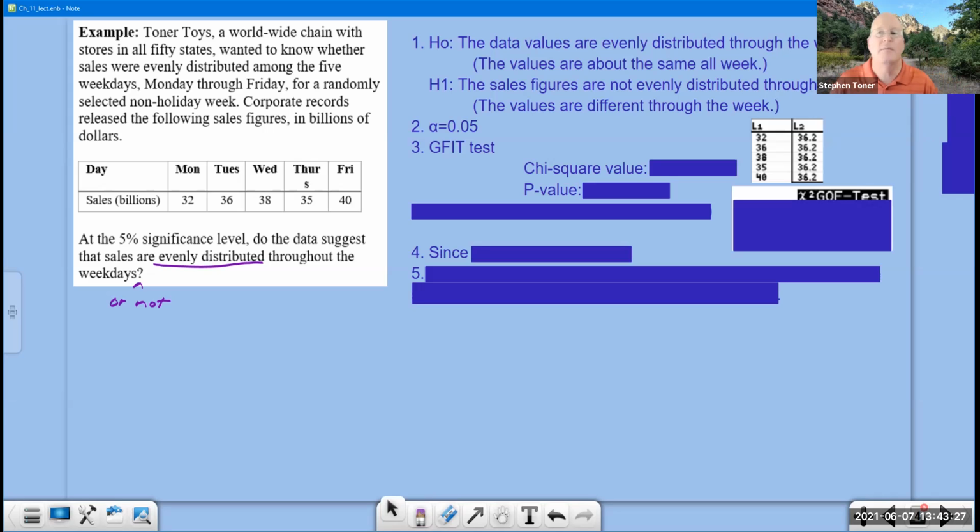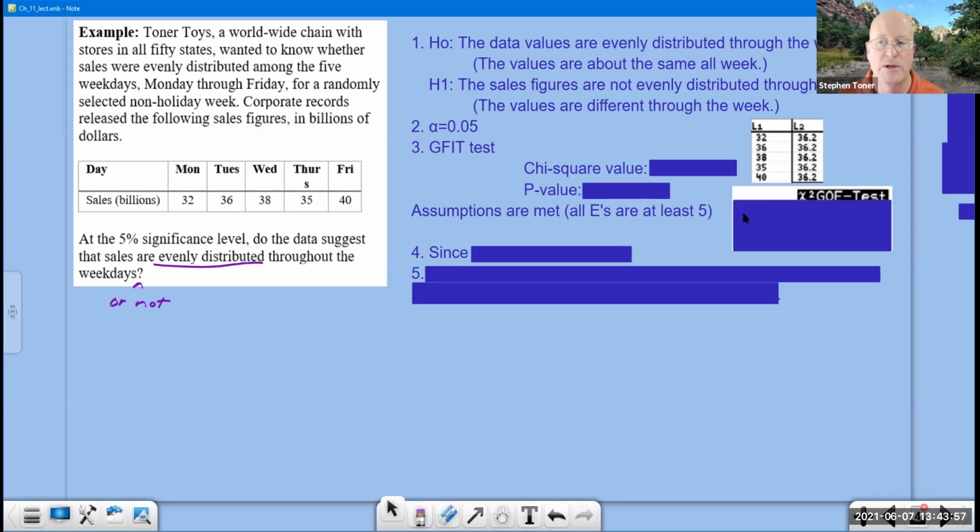I either added them up and divided by 5, or you type them into list 1, do the one variable statistics to find x bar, and then take that value and type it in manually into that second column. So you have your choice. When we do that, first off, notice that all of our expected values are at least 5. They're all 36.2 for that problem. So the assumptions are met.